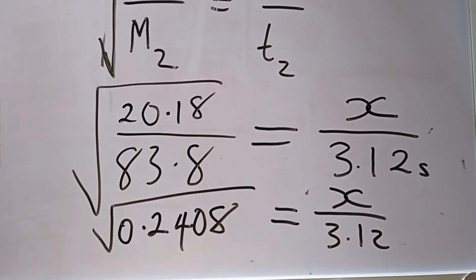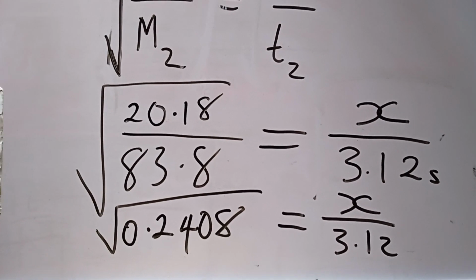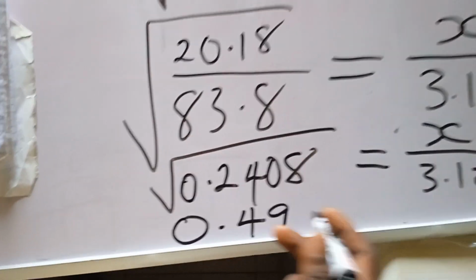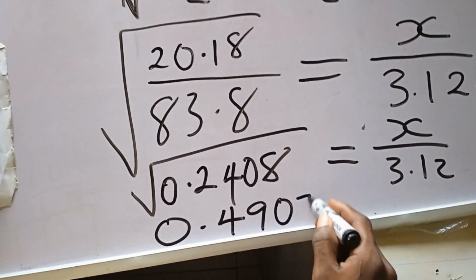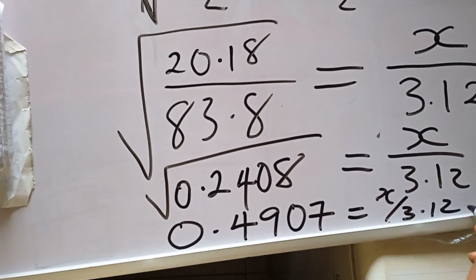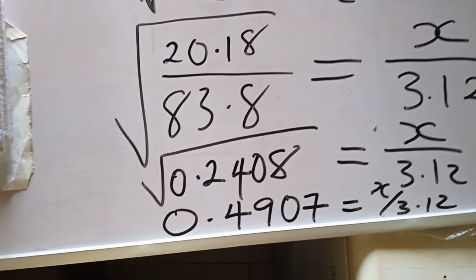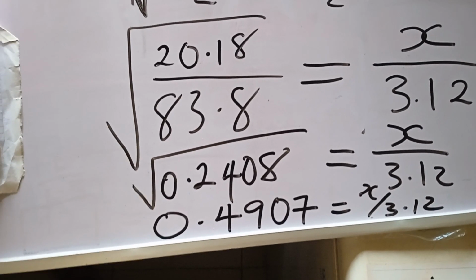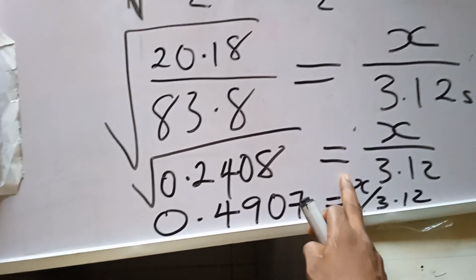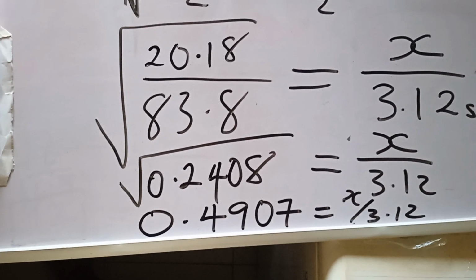And when you now cross multiply, when you take the square root of 0.2408, you're going to have 0.4907. At this point, we can easily cross multiply. This is x all over 1. You can do 1 times x, then 3.12 times 0.4907. Whatever we get is our x in seconds.